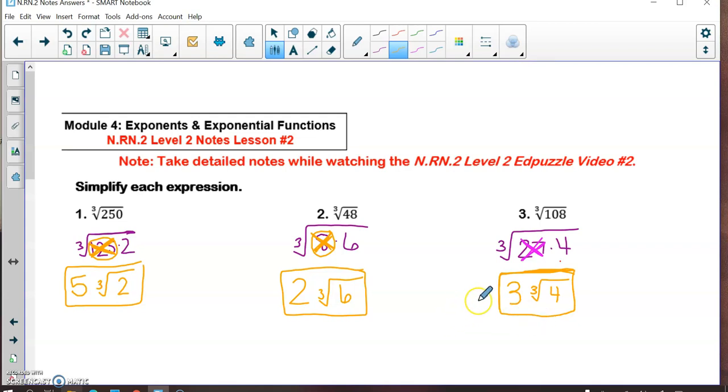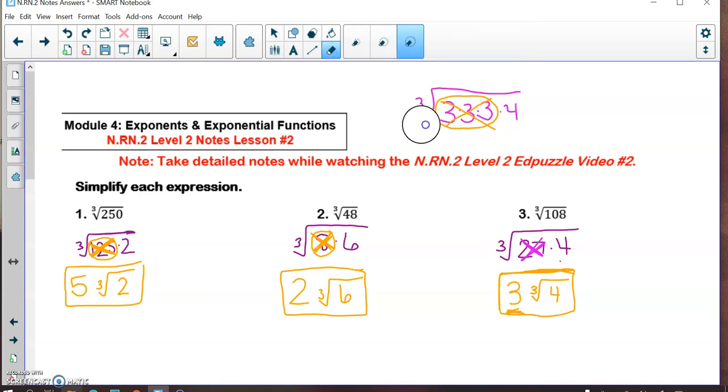Cubed root of something means that you're looking for 3 identical numbers multiplied together. For example, in the cubed root of 27 times 4, 27 is essentially 3 times 3 times 3, and then I have a times 4. This is 3 identical numbers multiplied by one another, and we take one of those out, which is exactly what we did here to get that 3. So that's another way of looking at it if that's how you want to look at those problems.